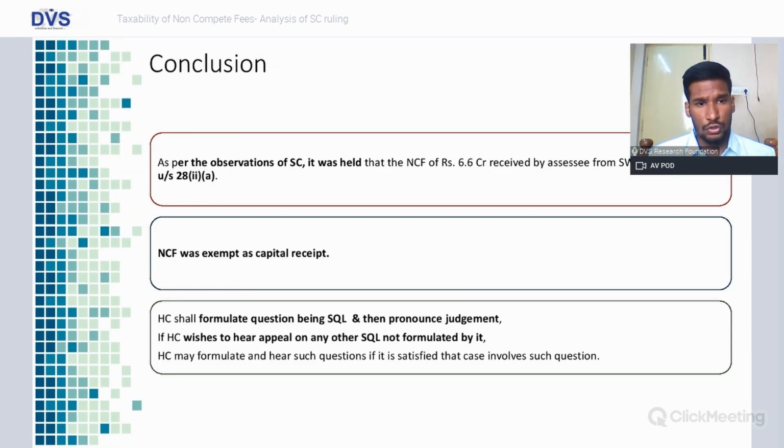So coming to the conclusion, as per the observations, it was held that the non-compete fee of rupees 6.6 crore received by the assessee was not taxable under Section 28(2)(a), and non-compete fee is a capital receipt and is exempt from taxation. And the High Court shall formulate questions being substantial questions of law and shall pronounce judgment only on the same. And if the High Court wishes to hear an appeal on matters other than a substantial question of law, it shall follow a specific set of procedures that has been prescribed in the Act as well as the Code of Civil Procedure. So this is the conclusion that is coming out of the judgment.